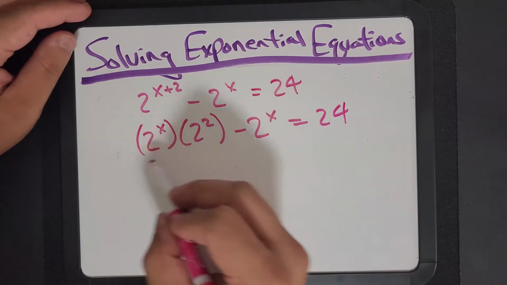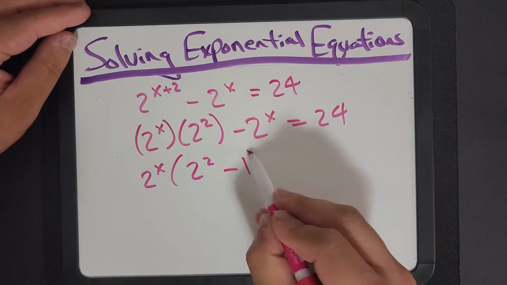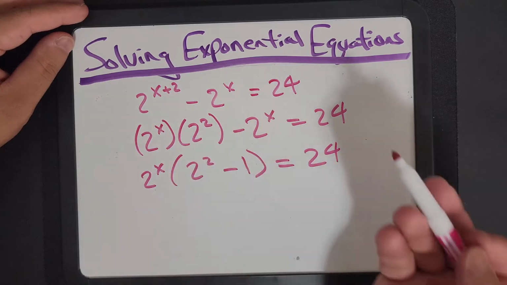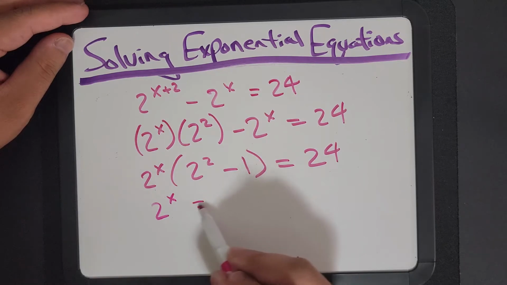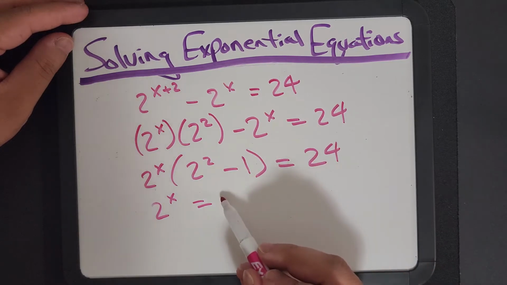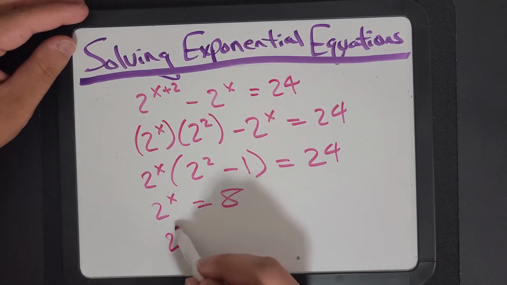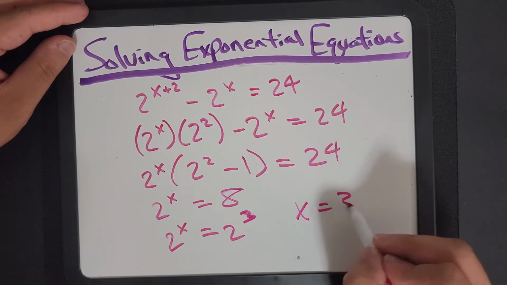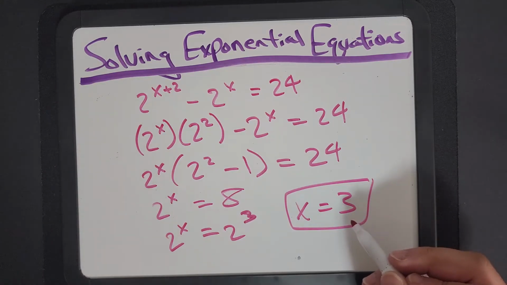Now I'm going to factor out 2 to the x from this side, and I'm left with 2 squared minus 1 is equal to 24. Now I can just solve for x, which being, 2 to the power of x times 2 squared is 4 minus 1 is 3. I can just divide that side by 3, which should give me 8. And I know 2 to the x is equal to 2 to the 3. X is equal to 3. Easy peasy lemon squeezy.